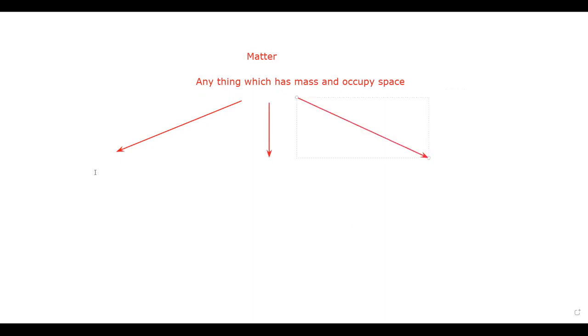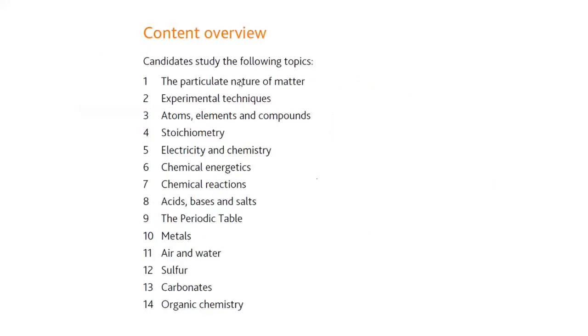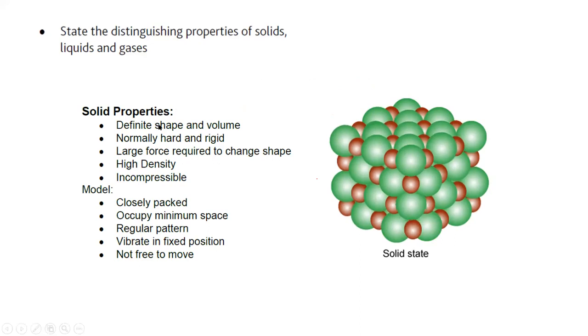What are the three states of matter? We have solid, liquid and gas. So the first objective of the syllabus is that you should be able to explain the properties of solid, liquid and gas. So how can you explain the properties of solid, liquid and gas?